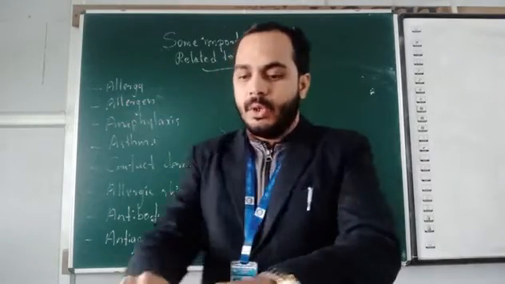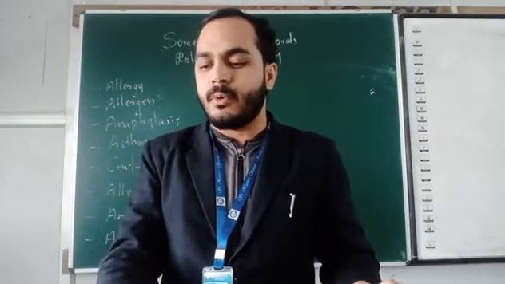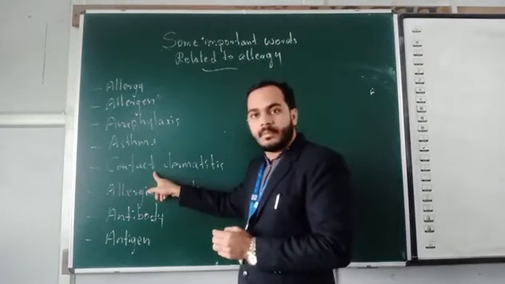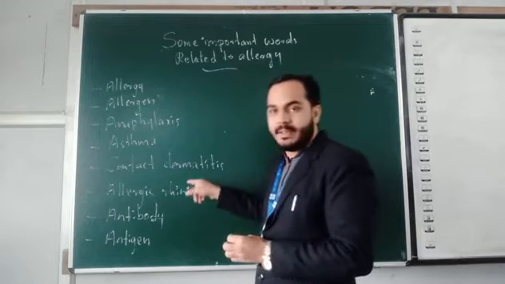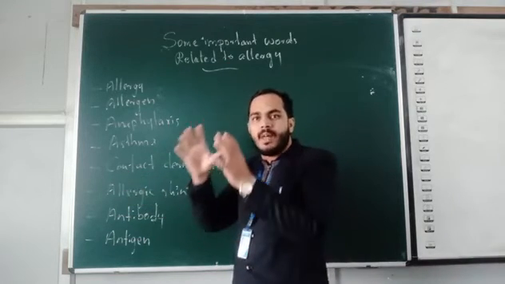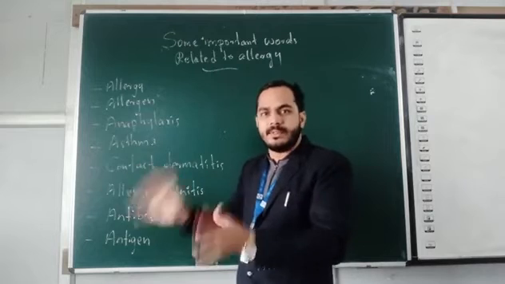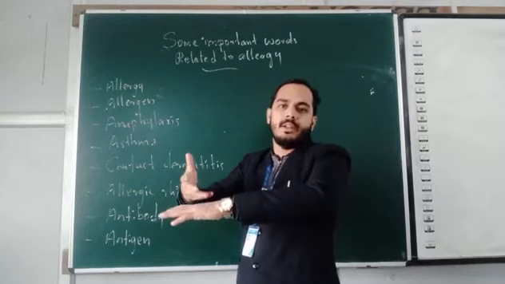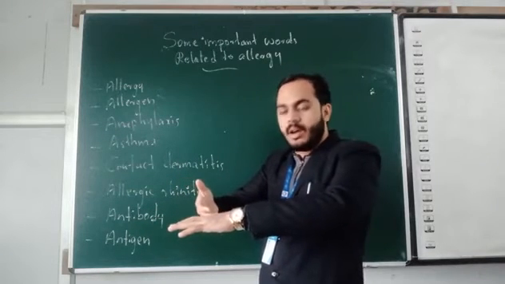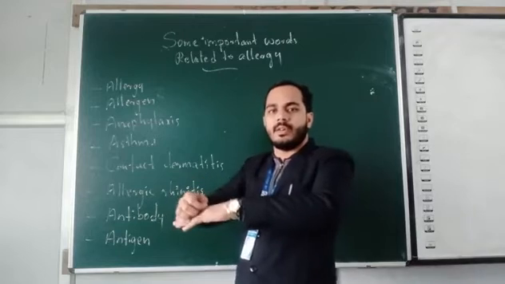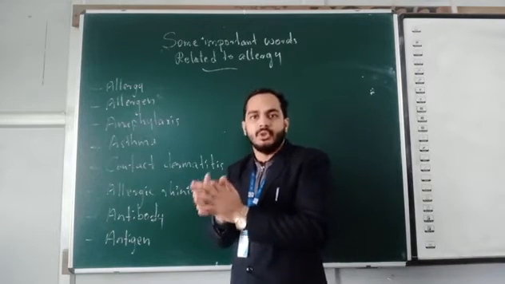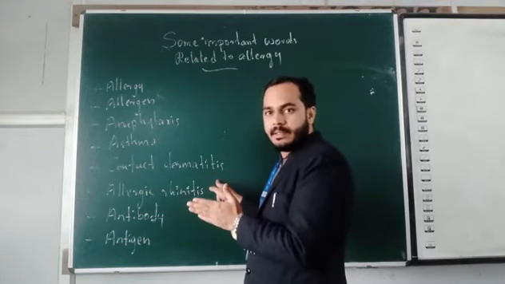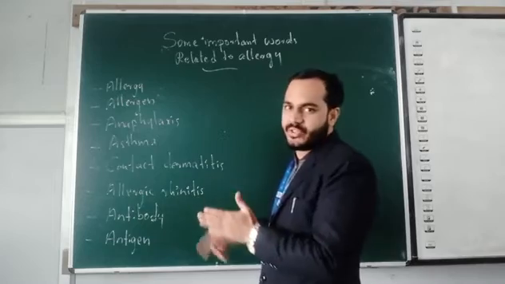And next one, contact dermatitis. Okay, the inflammation of the skin caused by the exposure to an allergen. So this is one type of allergic condition. Some allergen, or allergy-causing substance, comes in direct contact with our skin. So what happens? The skin starts to overreact, meaning itching or some other pain, that type of reaction will be shown. Okay, so that type of change is called contact dermatitis. It occurs only in the presence of allergen.